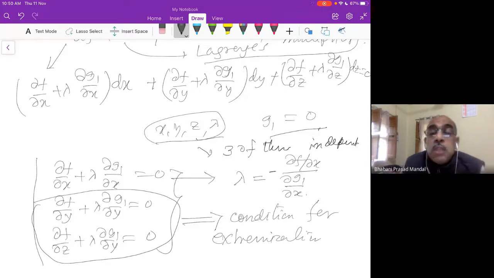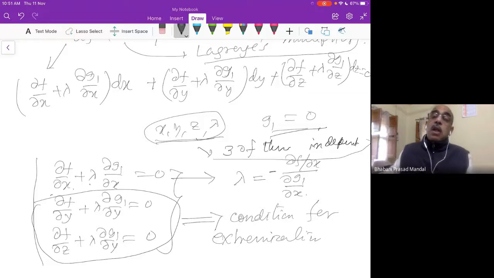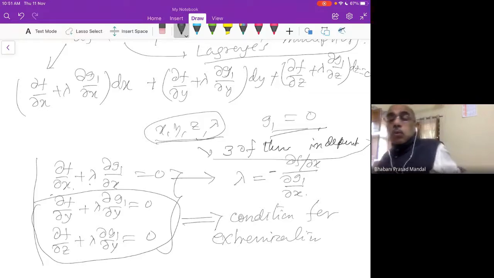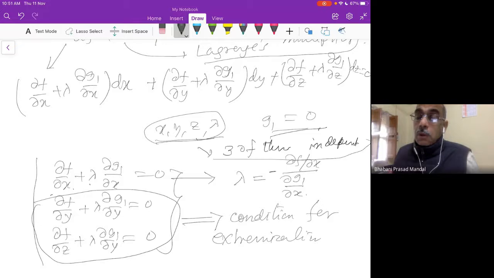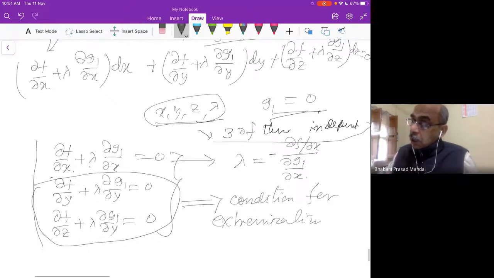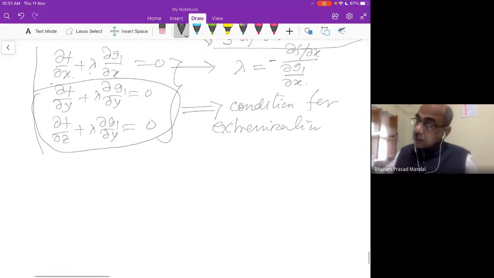So this method is called the Lagrange method of multipliers. I introduce a new variable to make x, y, z independent, because now there are four variables, one condition, so three of them should be independent. I am assuming x, y, z are independent. Then I get three equations. One equation will be used to eliminate this lambda, because lambda was not there in our theory. Lambda had a role only to do this mathematics.